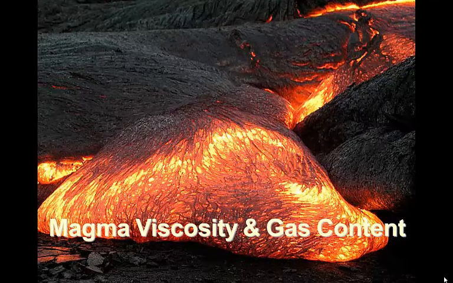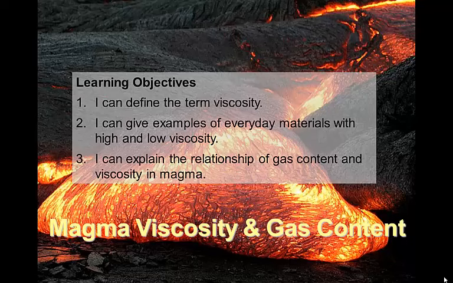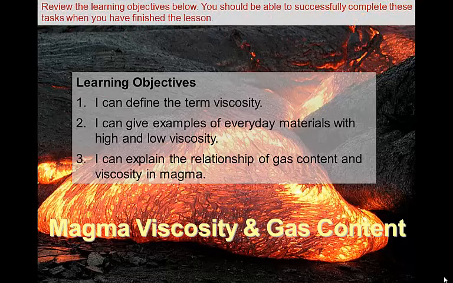In this lesson, we discuss why some volcanic eruptions are violent, while others are mild-mannered. As we will discover, the relationship between the gas content and magma viscosity is critical in determining just how explosive an eruption will be. We have three learning objectives: to define the term viscosity, to provide examples of common materials with different viscosities, and to explain how gas content and magma viscosity influence the style of a volcanic eruption.